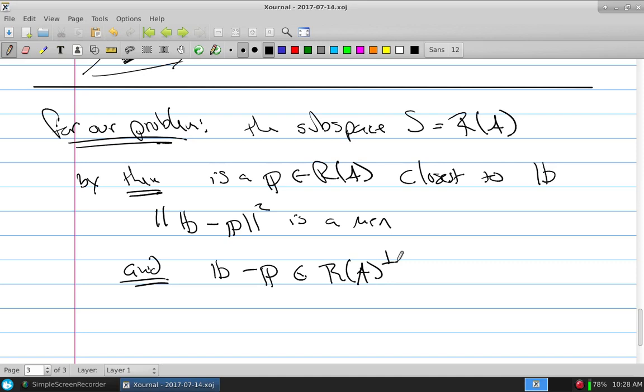What's the range of A's orthogonal complement? The null space of A transpose. Remember that picture that I drew on the last class and the class before and the class before? What's the right-hand side look like? The null space of A transpose is always the orthogonal complement to the range of A. So by the way, it is closest. Not only is it closest, it means that the difference of the two must be in the orthogonal complement of the range, which means it has to be in the null space of A transpose.